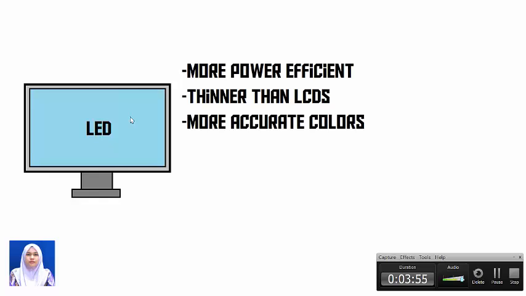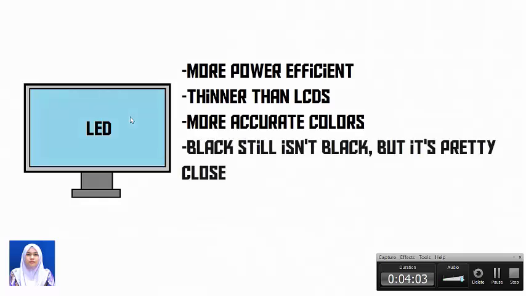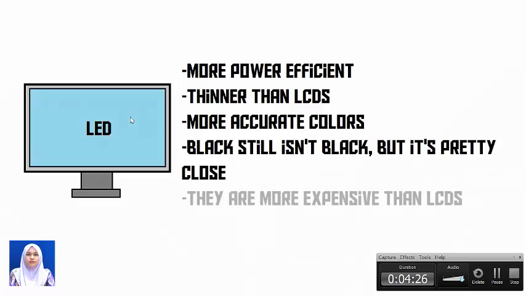What's also nice about LEDs is that black is slightly more black than on an LCD screen. Let's use the black dot example again, but now on an LED screen. Because it uses lots of little LEDs as the backlight, it can dim the LEDs in the area where the black dot is located. This creates a better, more accurate black. The disadvantage of LED screens is that they tend to be quite a bit more expensive than LCD screens.